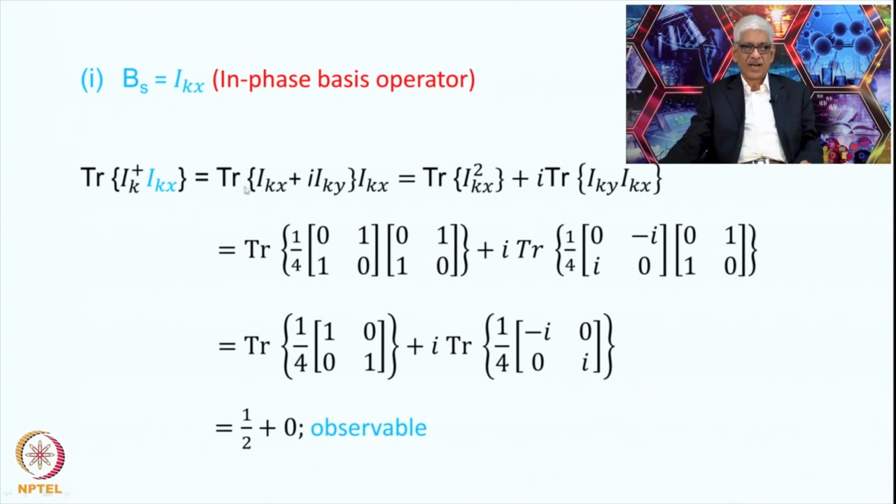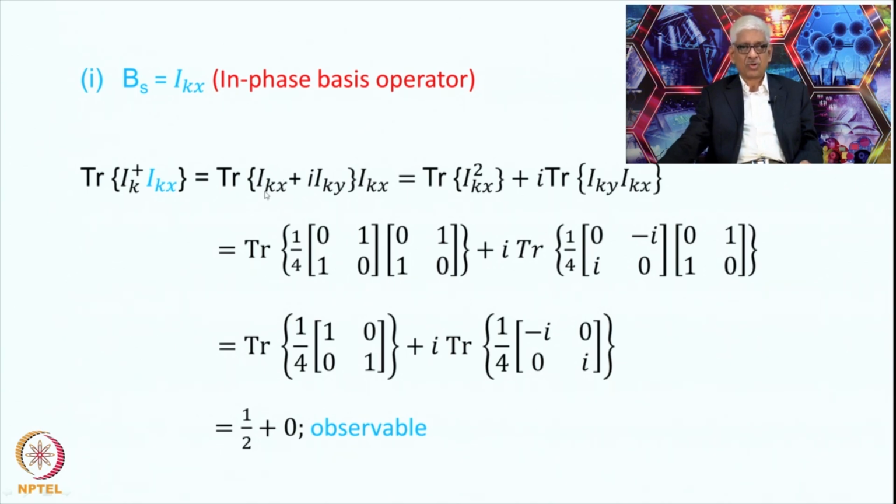So Ik plus is Ikx plus iIky, and then I have the Ikx here. If I make the multiplication, the trace of Ikx squared, that is this and this, the first term gives you Ikx squared and the second term gives you plus i times the trace of Iky Ikx. Now how do we calculate this? Since both are operators of the same spin, I will take the individual spin operators here and multiply them.